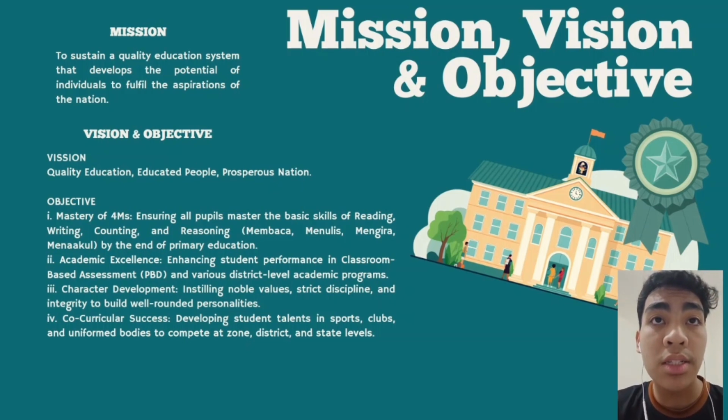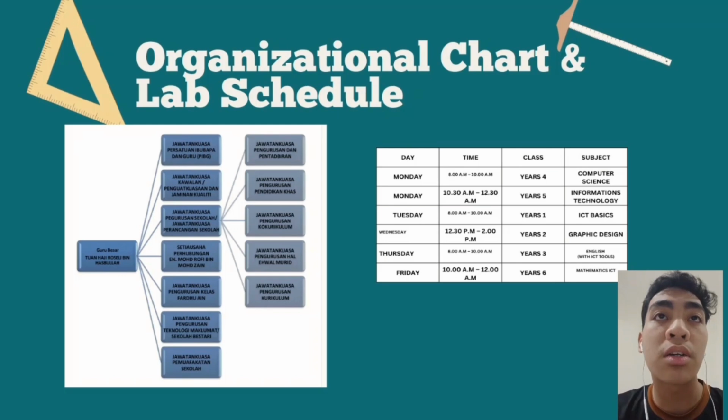Second is academic excellence, enhancing student performance in classroom based assessment PBD and various district level academic programs. Third, we have character development, instilling noble values, strict discipline and integrity to build well-rounded personalities. And lastly is co-curricular success, developing student talent in sport, club and uniform bodies to compete at zone, district and state level. Next, we are going to talk about the organisation chart and lab schedule.